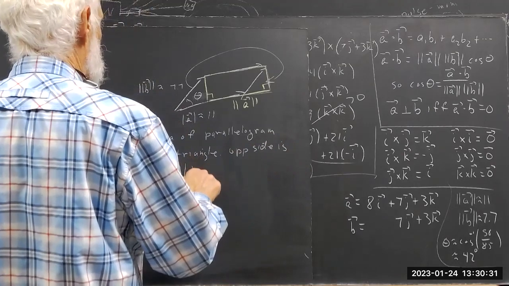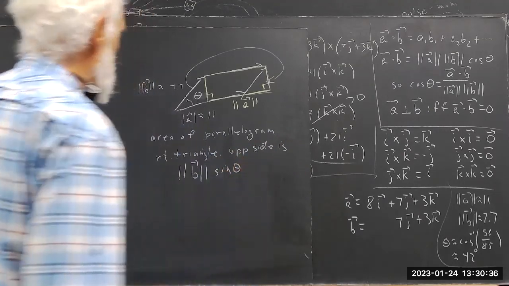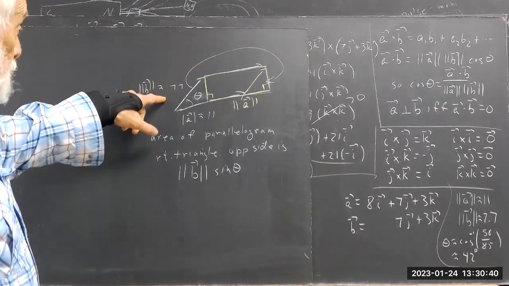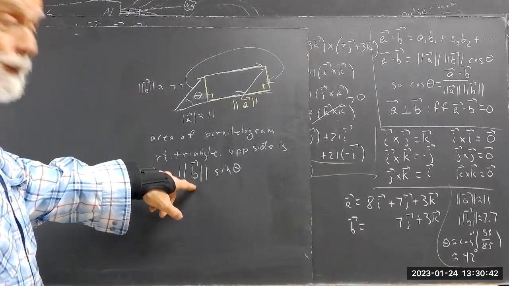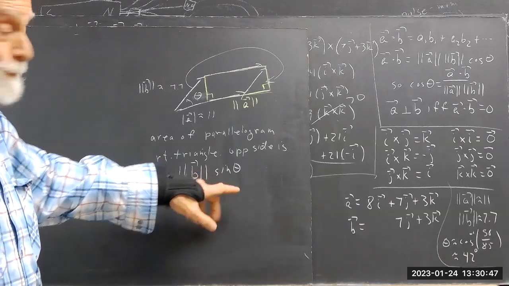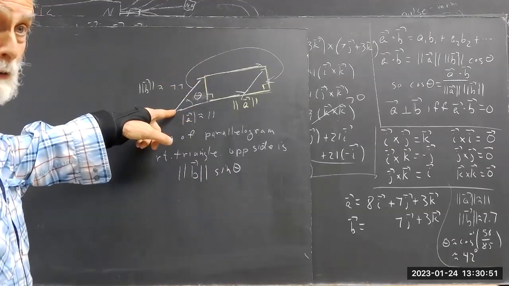And the opposite side is a magnitude of B sine theta, because this side has length magnitude of B. If you want to write 7.7, that's fine. You recognize that that is the magnitude of B. And of course, this is the way we ultimately want to write it. All I wanted to see was that you understand that this is the sine of theta times this.